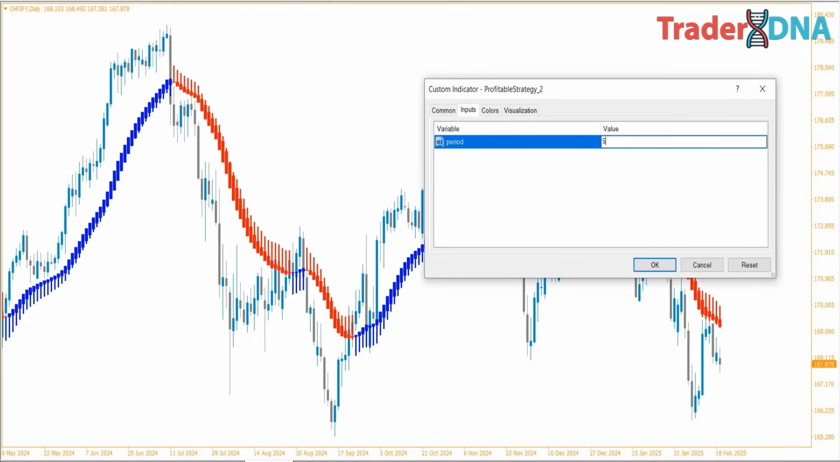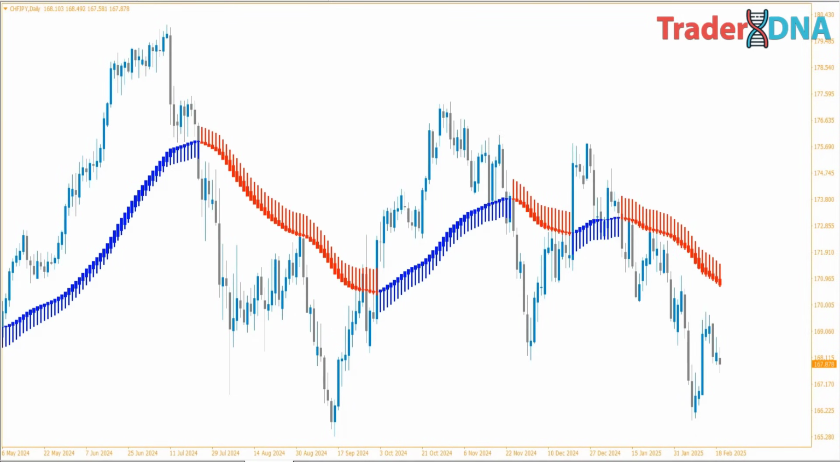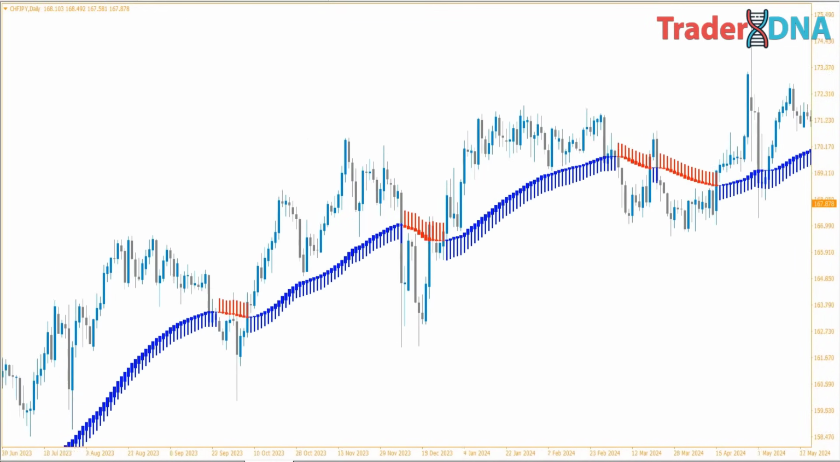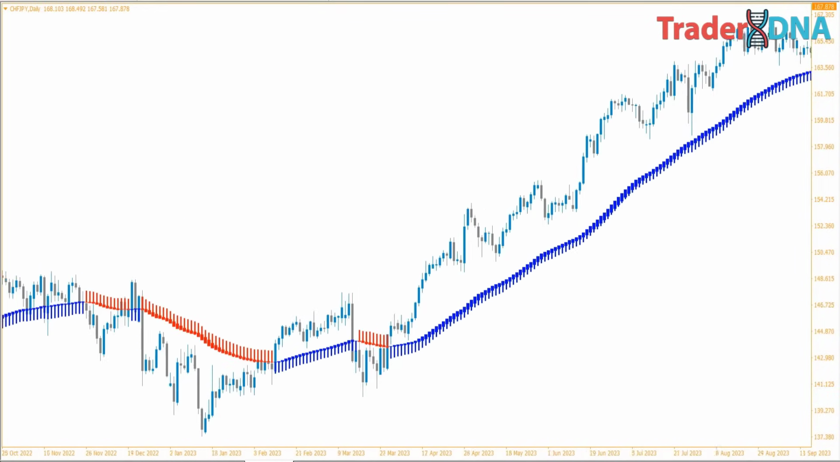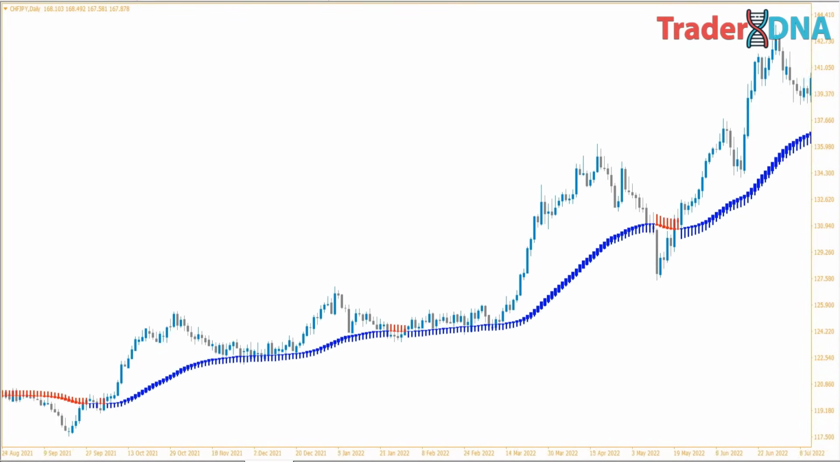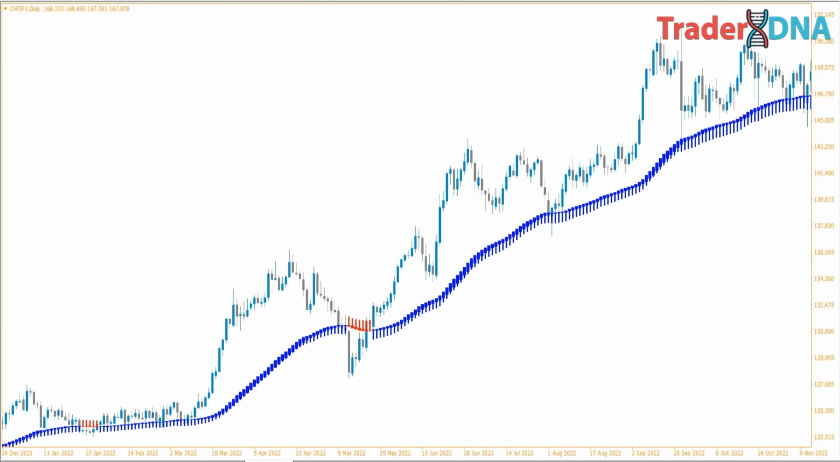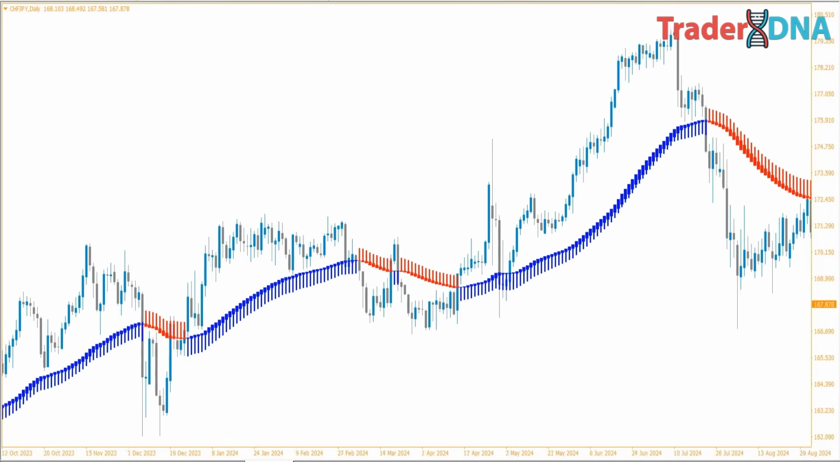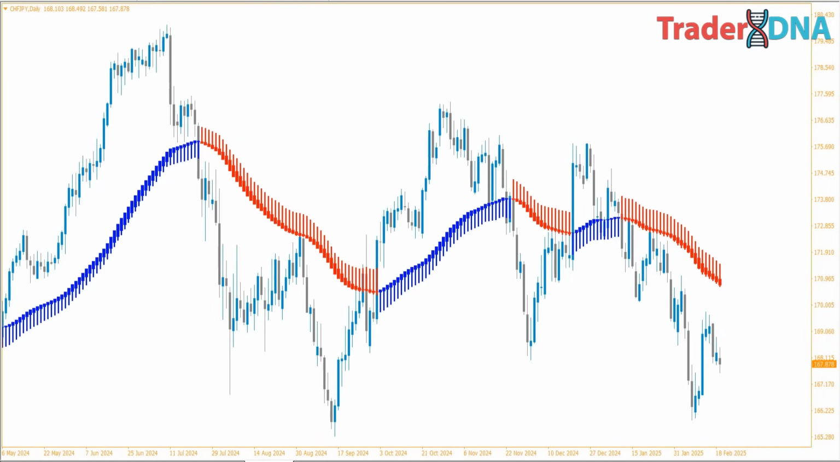Now, let's take it up a notch. We're setting the period to 50, and look at this. You can immediately see that trend reversal signals are becoming less frequent. What does this mean? Simple. With a longer period like 50, you're filtering out short-term noise, which massively increases your chances of catching big, profitable moves compared to shorter periods like 10 or 20.